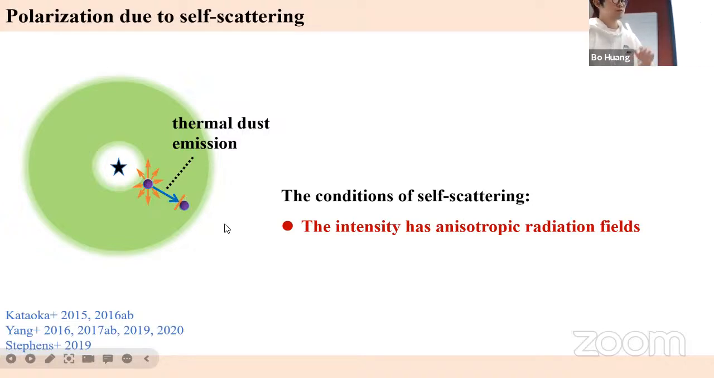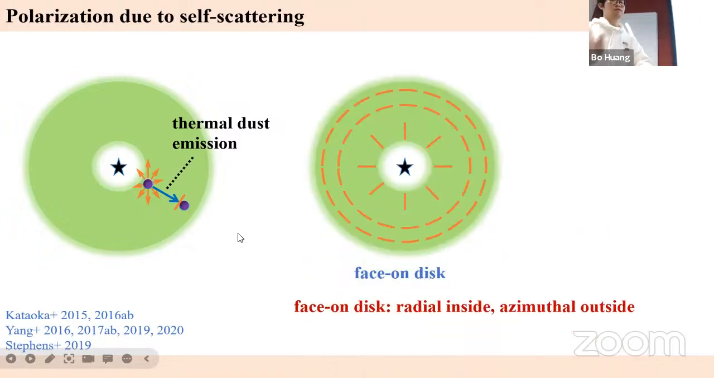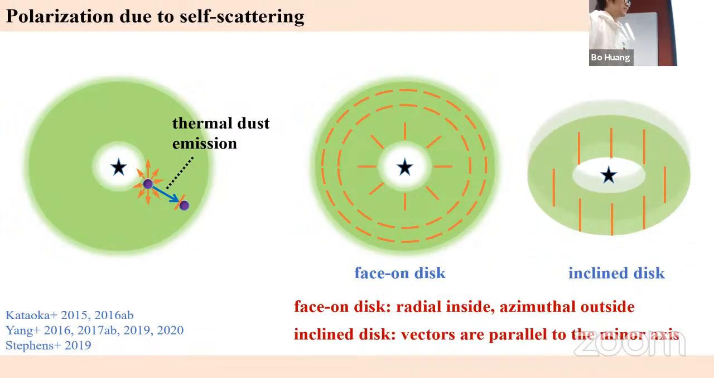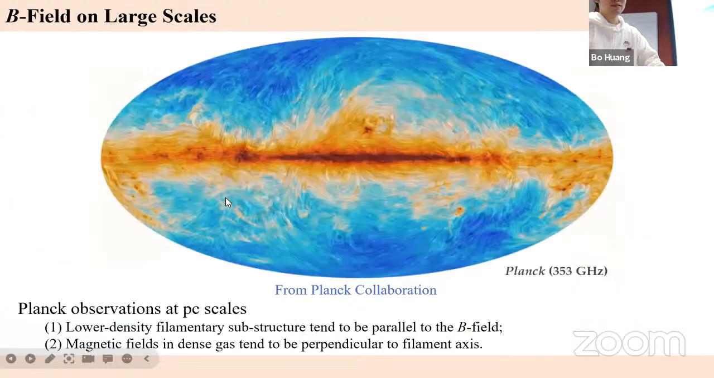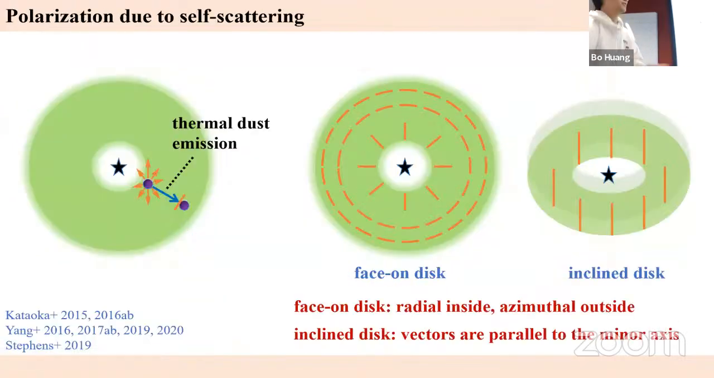After applying it to the entire disk, the polarization direction will be radial inside and azimuthal outside for the face-on disk. And for the inclined disk, the polarization vectors are parallel to the minor axis of the disk. This polarization caused by self-scattering is independent of the magnetic field.